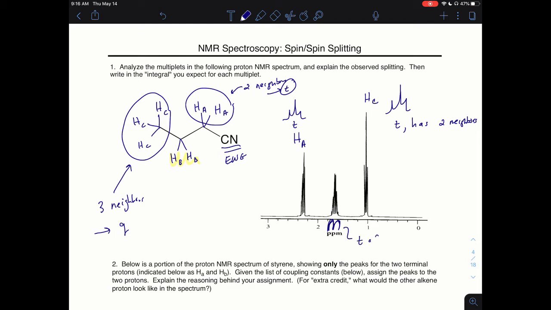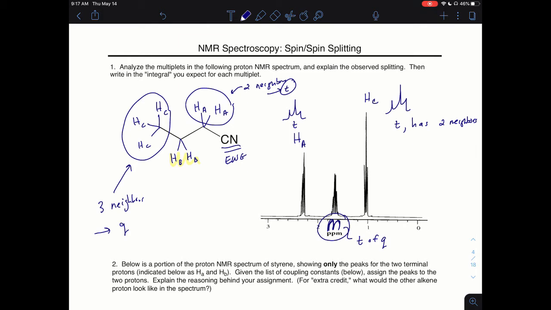So triplet of quartets. If you actually saw a triplet of quartets, it would be the most amazing thing that ever happened to you. I've seen it like twice in real life. It would look like this. So the quartet, it was the four lines, and then each of these four lines is split into a triplet. Doesn't that look amazing? Hopefully everybody goes on to graduate school, gets to see fun stuff like that. It's a multiplet for us.